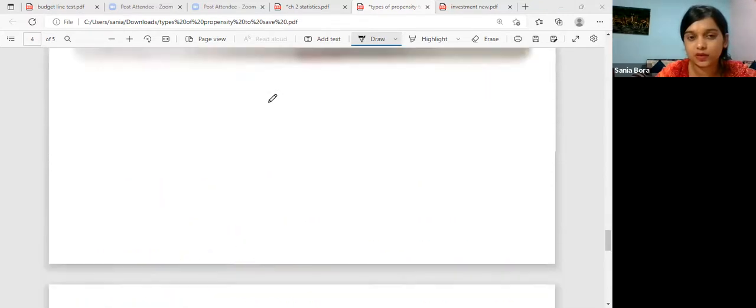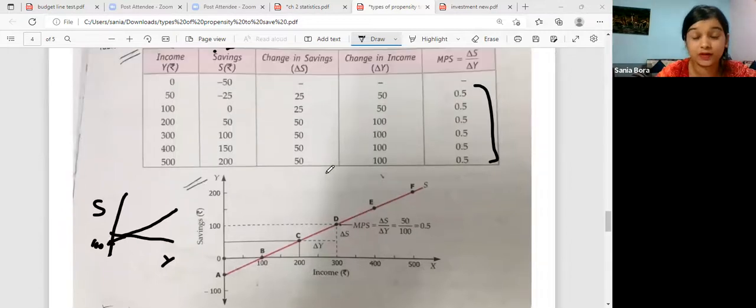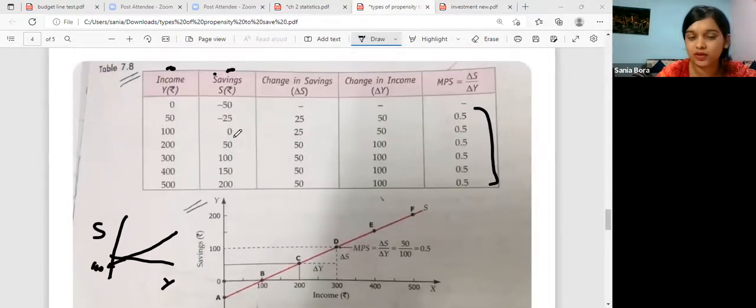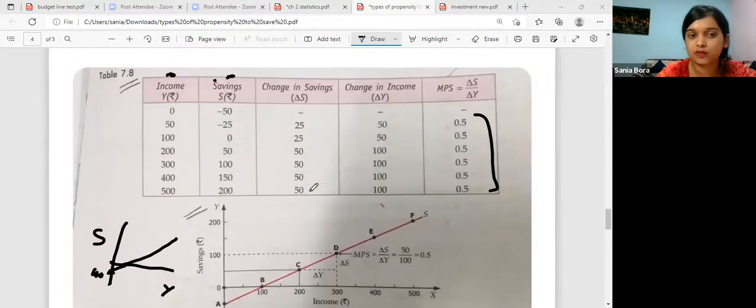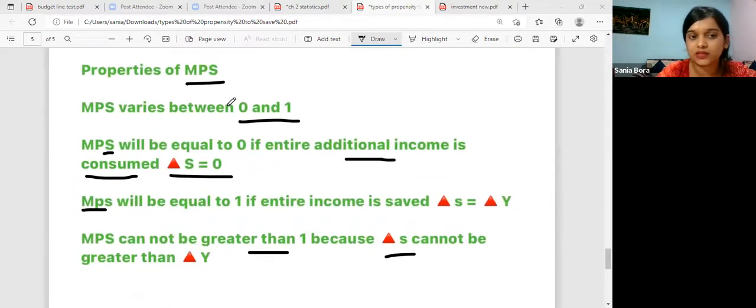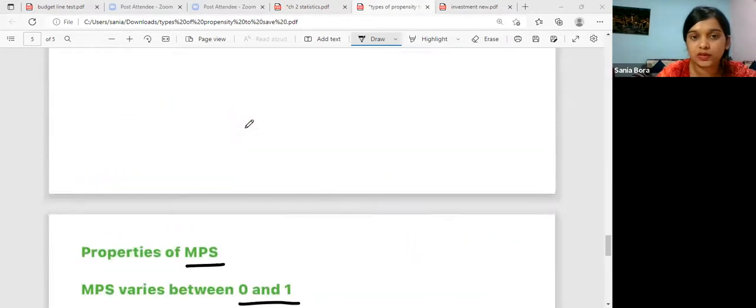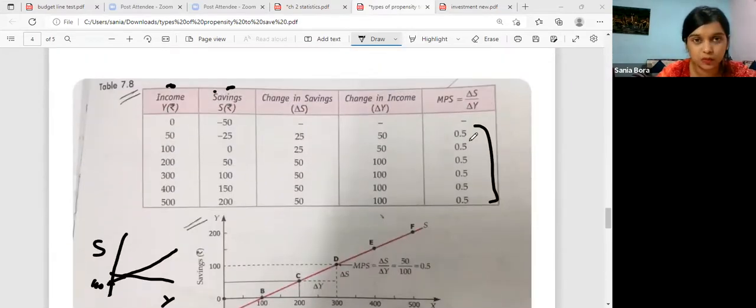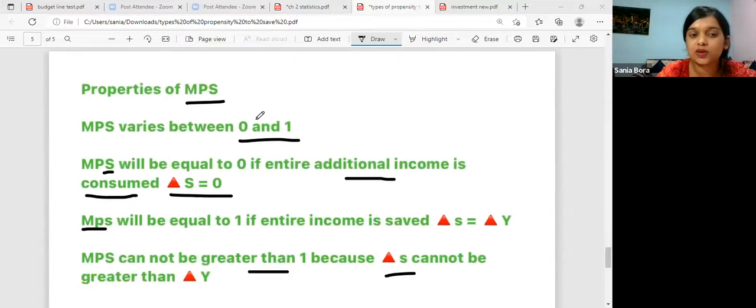Like, we discussed only two things. One, the graph, which you can draw. Just leave the space. You just have to draw the graph, taking income and savings. And after that, we discussed the properties of MPS. So, MPS varies between 0 to 1. You can see over here, your MPS is between 0 to 1, right? And see, your MPS can be 0 and can be 1.